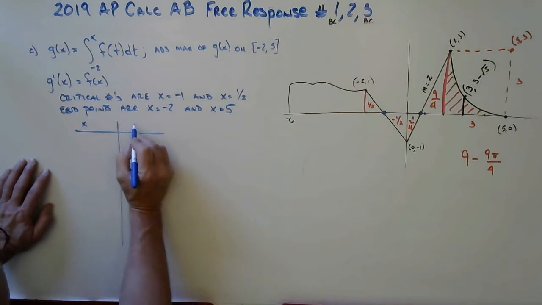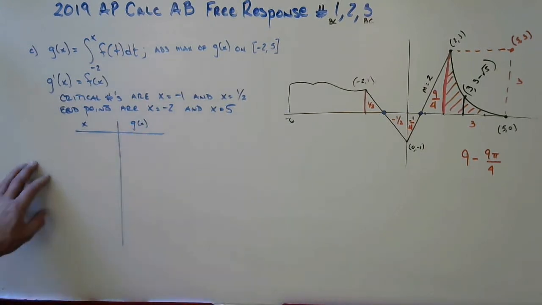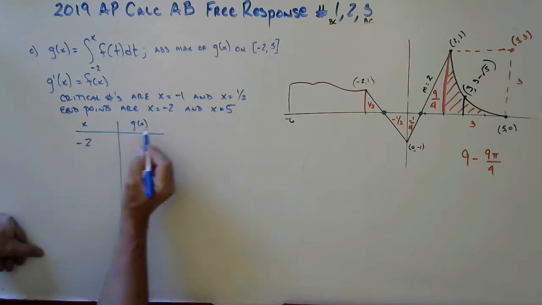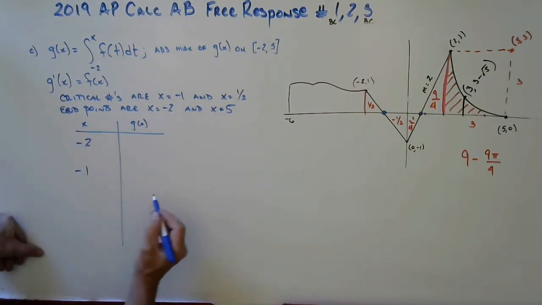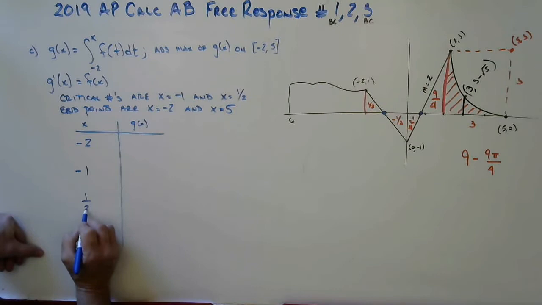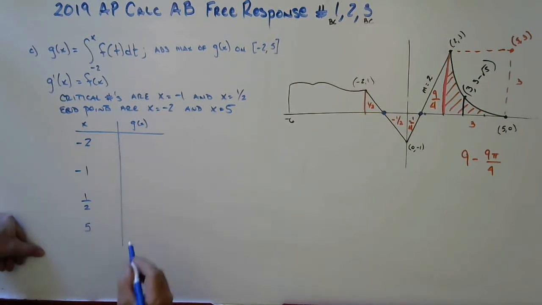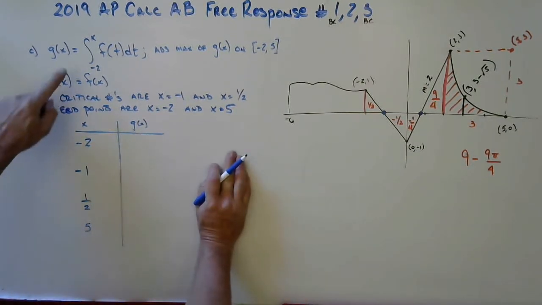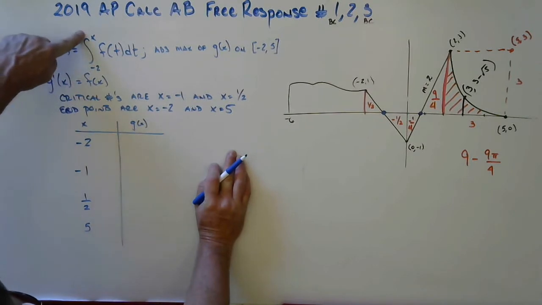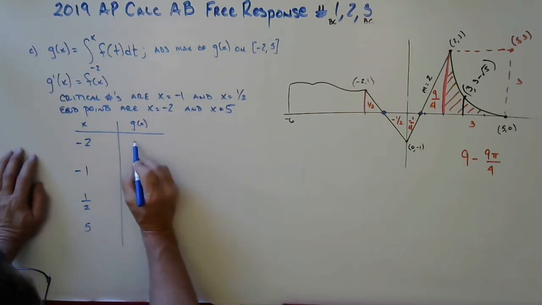We need x and we need g of x, right? Because we got to find the absolute maximum. So we have -2, -1, 1/2, and 5. So what is g of x? G of -2 is the integral from -2 to -2. Well, it's going to be 0.